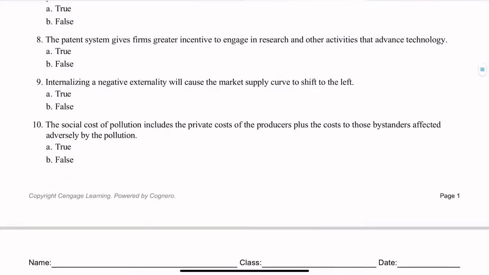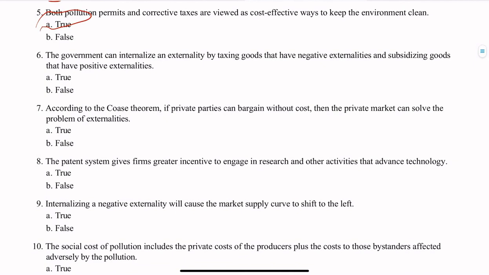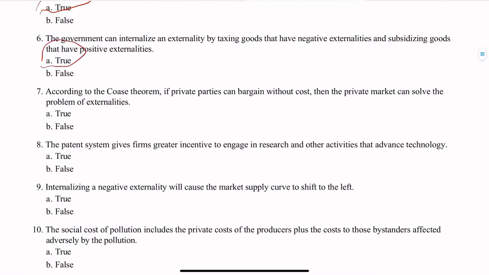6. The government can internalize an externality by taxing goods that have negative externality and subsidizing goods that have positive externality. Well, this is easy, right? We have discussed this example several times. So for the aluminum pollution example, government should tax the factory who generates pollution. In the education example, the government should subsidize college students who enroll in college, right? So this is true here.